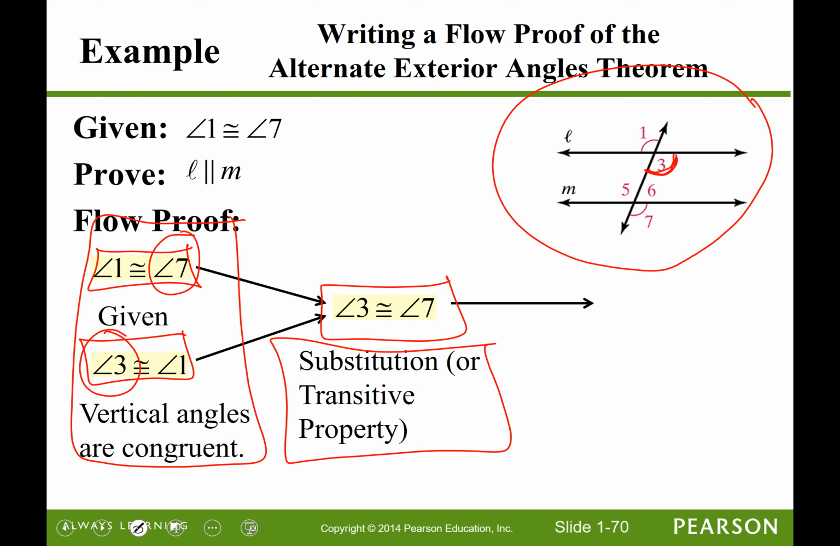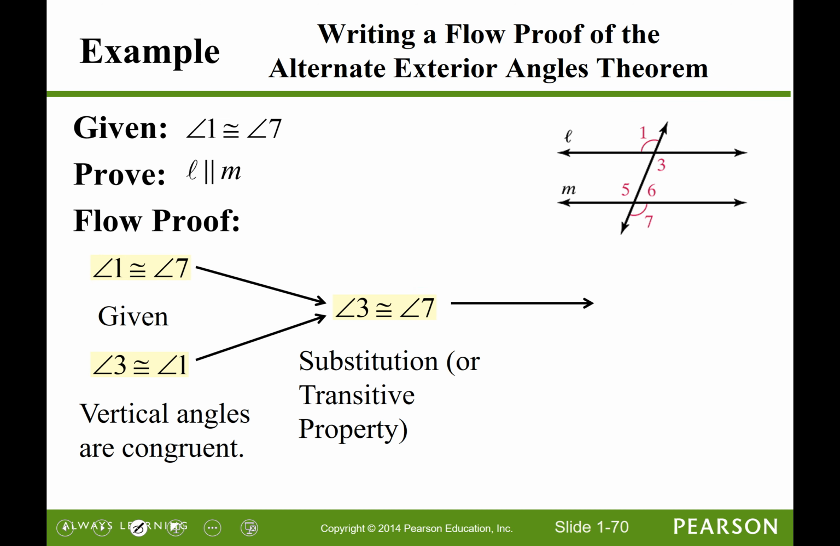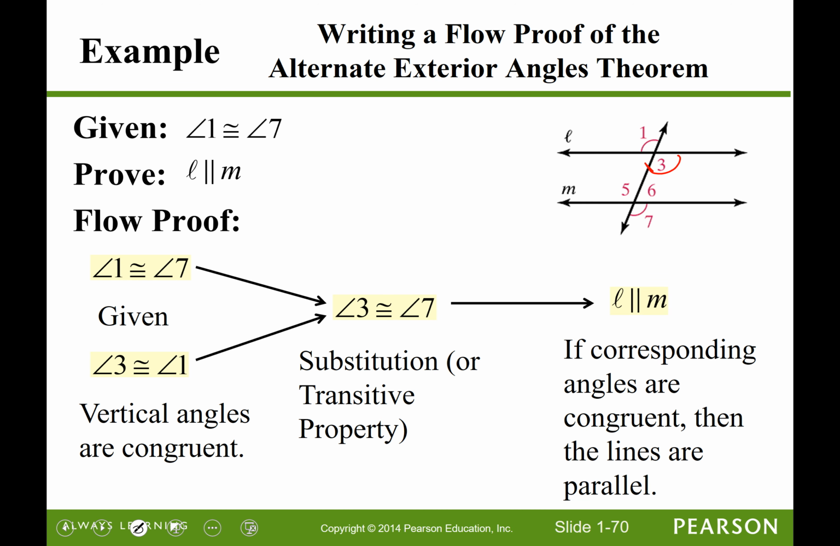All right, if angle 3 and angle 7 are congruent, look at angle 3 and 7. How are they related? What is the relationship between angle 3 and angle 7? Look at those in the picture. What type of angle pairs are those? If you said corresponding, you're right. Angle 3 and angle 7 are corresponding angles. So, since we have corresponding angles being congruent, we can say that the two lines are parallel.